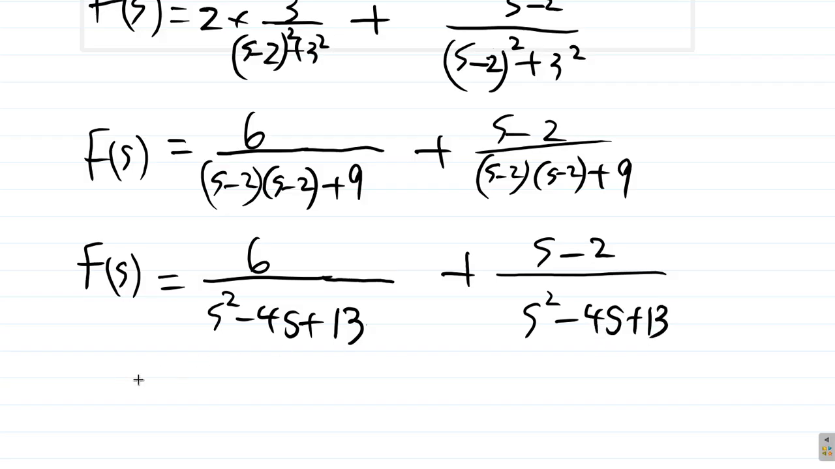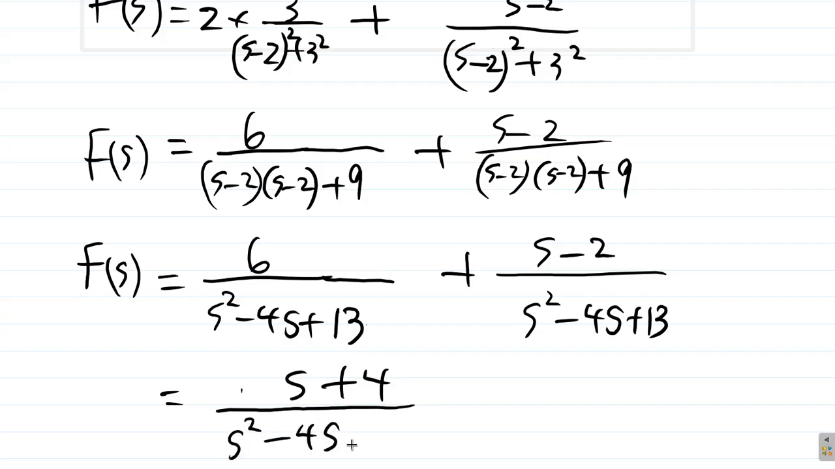Okay. So here, you can just write everything as 6 plus s minus 2. That's going to be s minus 2 plus 6, which is s plus 4, divided by s squared minus 4s plus 13.